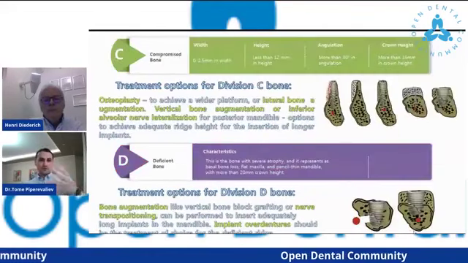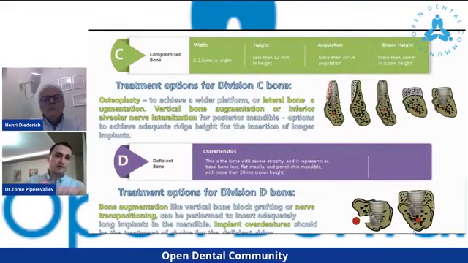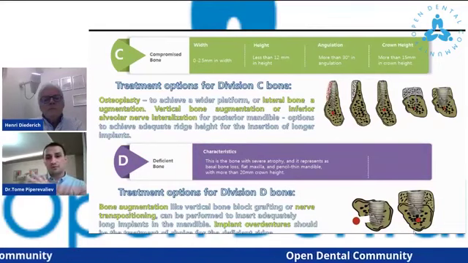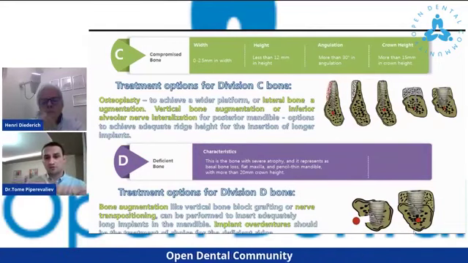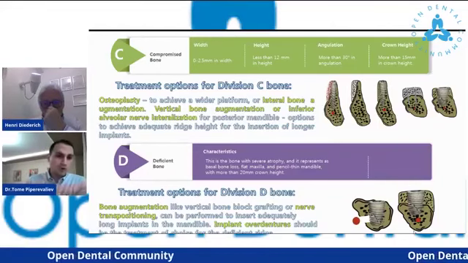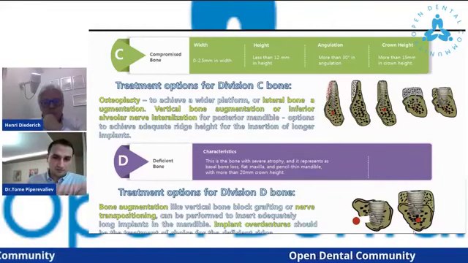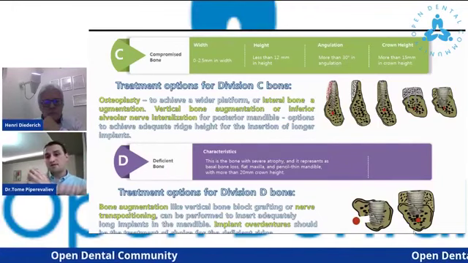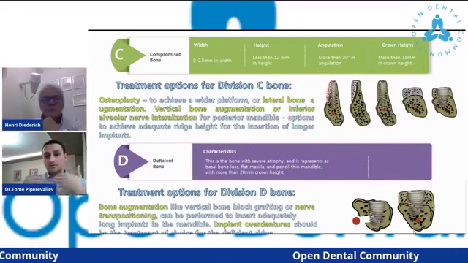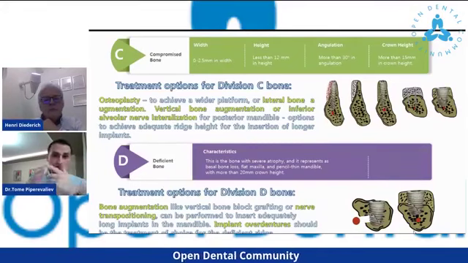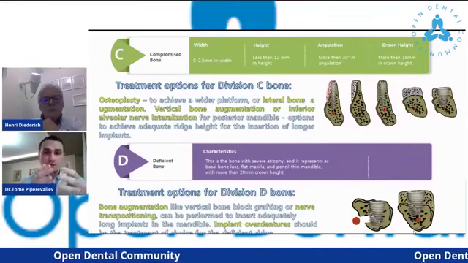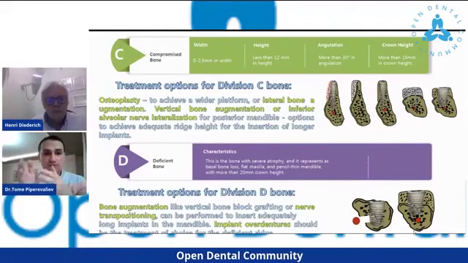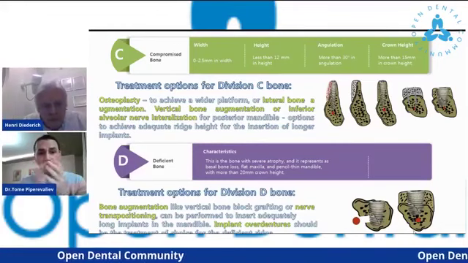The other 2 divisions, division C, compromised bone, and division D, deficient bone, are mostly preferable for removable prosthodontic constructions. If we want, or our patients insist on, a fixed prosthodontic construction, firstly, we must think about additional surgeries like vertical or lateral bone augmentation, maybe sinus lift in the upper jaw, or transpositioning of the inferior alveolar nerve in the lower jaw.